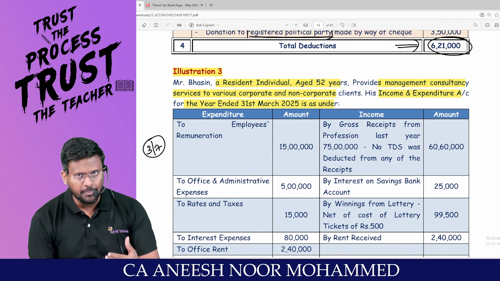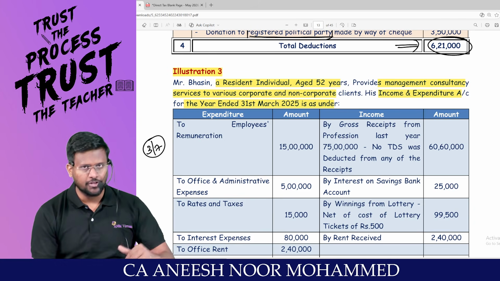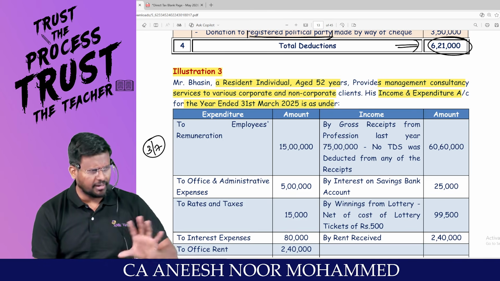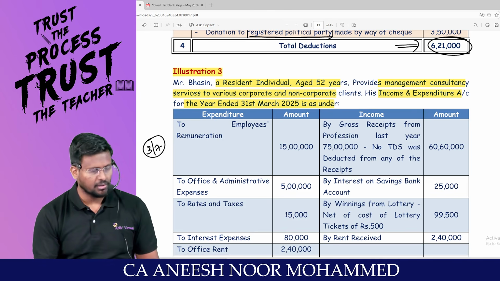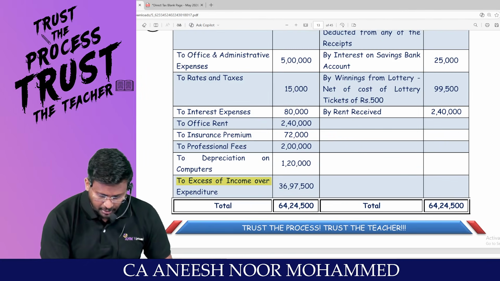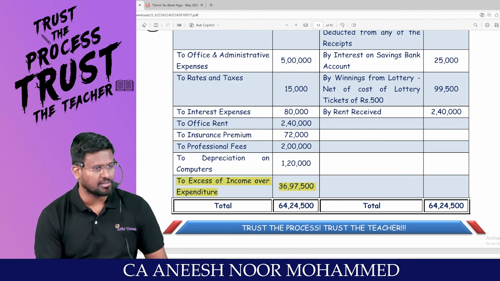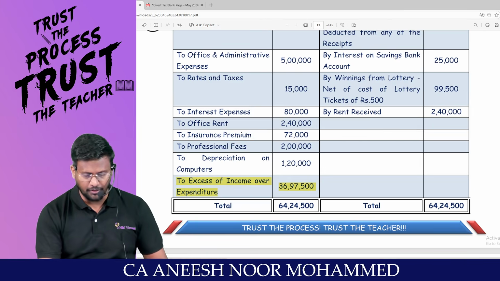Sir, for business people, P&L will be given. For professional people, income and expenditure will be given. The difference between P&L and income and expenditure is nothing. Only thing is, instead of writing P&L, they will write excess of income over expenditure. That's it. So we have to start with the excess of income over expenditure.